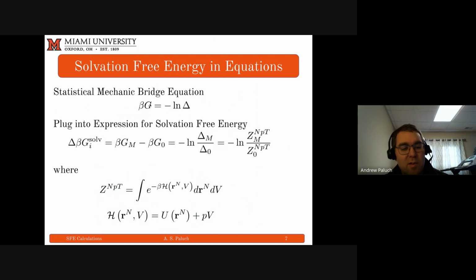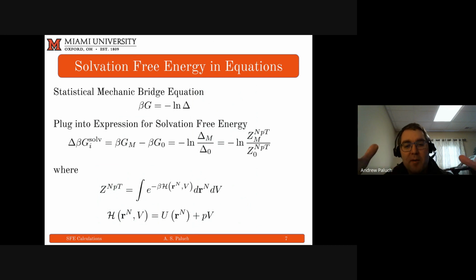Okay, so my dimensionless Gibbs free energy is equal to the negative log of my NPT partition function. Cool. So now when I think about solvation free energy, my dimensionless solvation free energy is the dimensionless Gibbs free energy of my target state relative to my reference state. If I apply my bridge equation, that's the negative log of the partition function of my target state relative to my reference state.